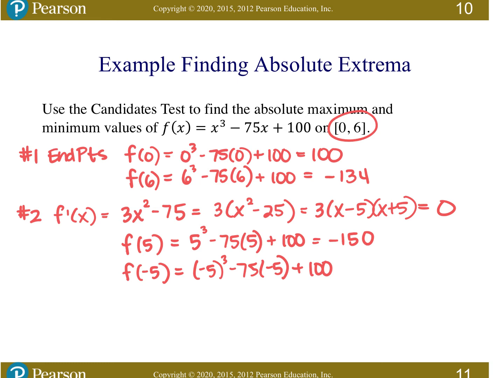All right, what'd you get? Positive 350. Okay.